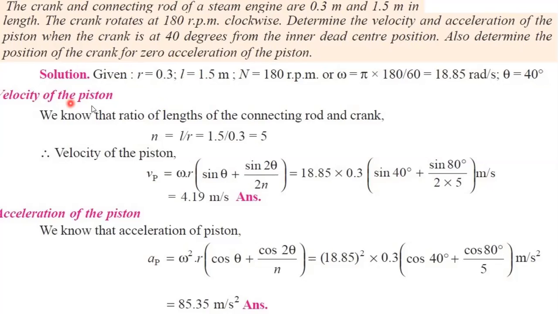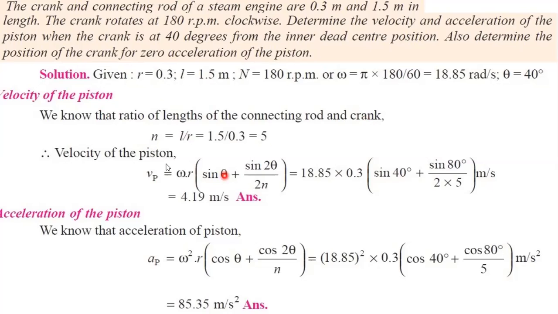The velocity of piston we can easily calculate. Here n means the ratio of length of the connecting rod to the crank radius, so n is equal to L by R, where L is connecting rod length and R is crank radius. So L and R values we have, and we can easily calculate the n value.